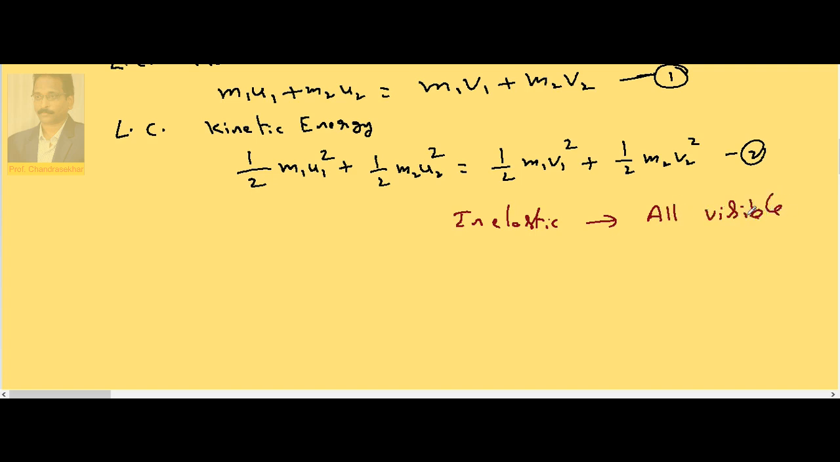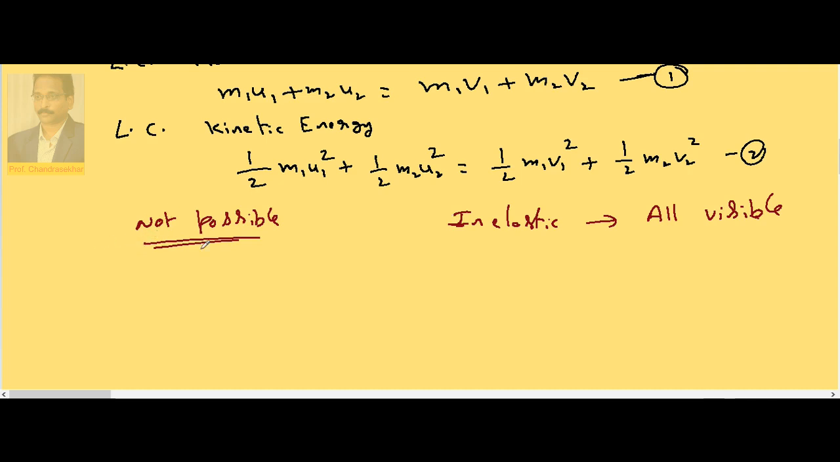A bus colliding with a car, an aeroplane hitting the ground, a ball projected onto the wall, all these cases are visible collisions you can see with your eyes. So they are all inelastic collisions. But if I consider a perfect elastic collision, it is not possible. There is no perfect elastic collision in nature. All collisions are inelastic only.